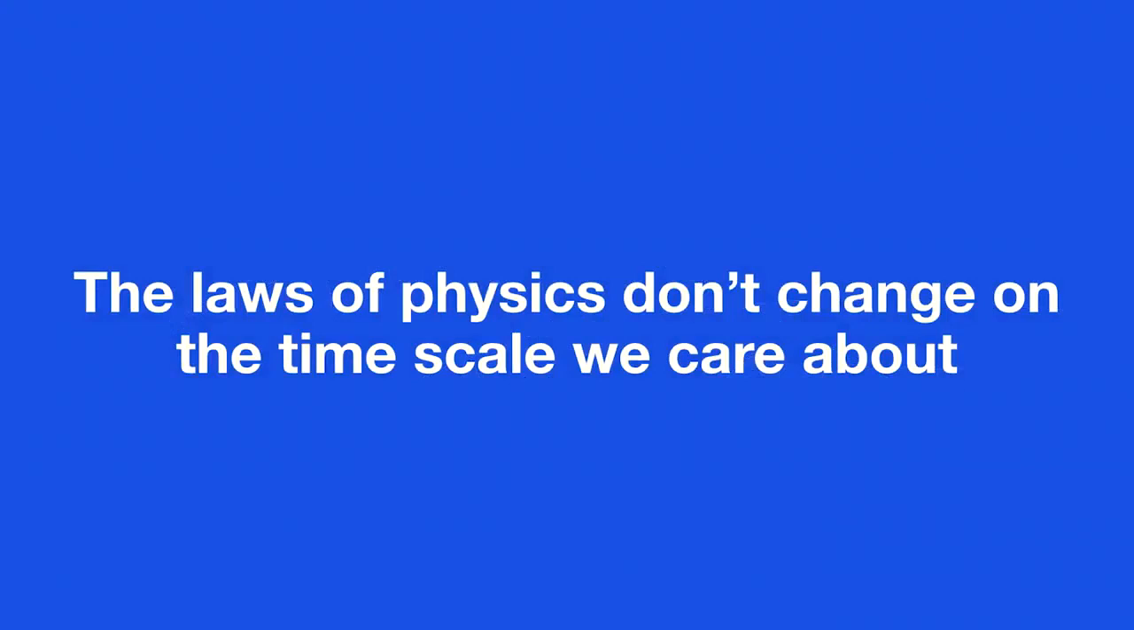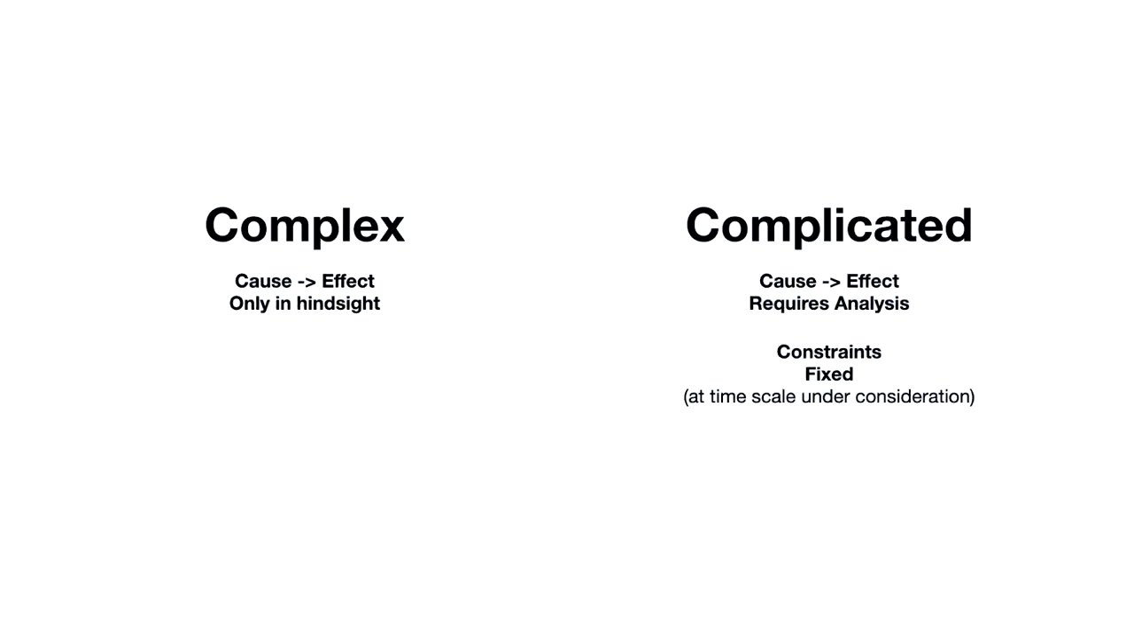A blue screen with text, the laws of physics don't change on the time scale we care about. And a key observation to make here is that laws of physics don't change on the time scale that we care about. Text: complex, cause with arrow pointing to effect, only in hindsight; complicated, cause with arrow pointing to effect, requires analysis; constraints, fixed at time scale under consideration.